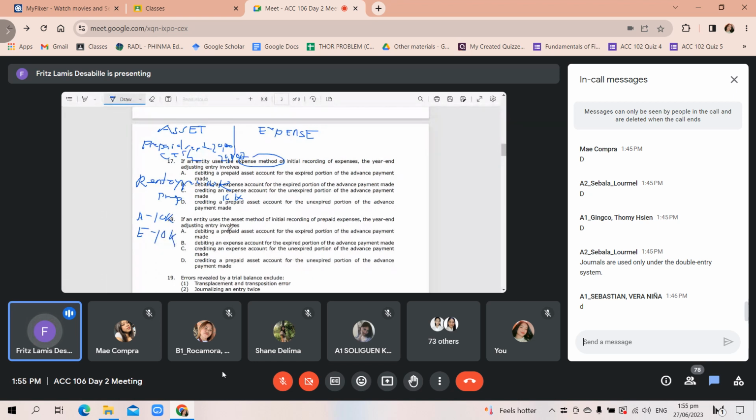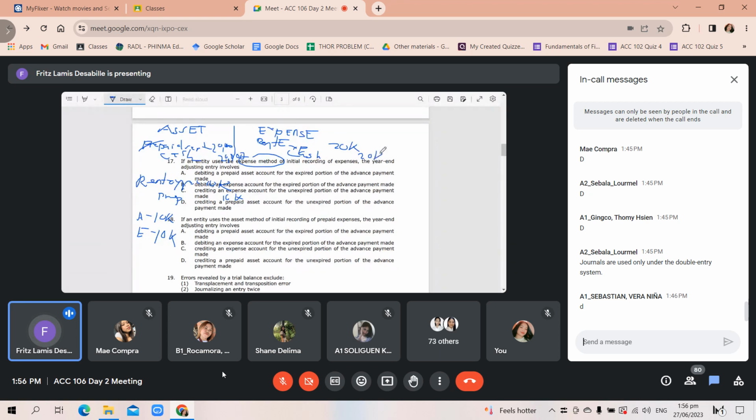Now under the expense method, take note, the results are the same, but your approach to the entries is different. Instead of recognizing an asset, prepaid rent, initially you record an expense. So you debit rent expense 20K, credit cash 20K. That is your initial entry.